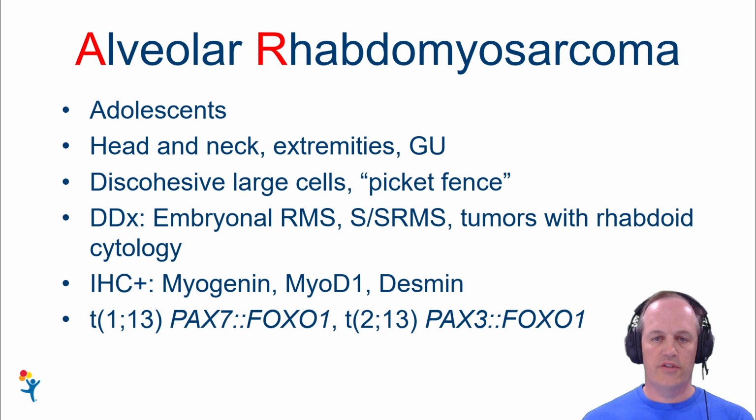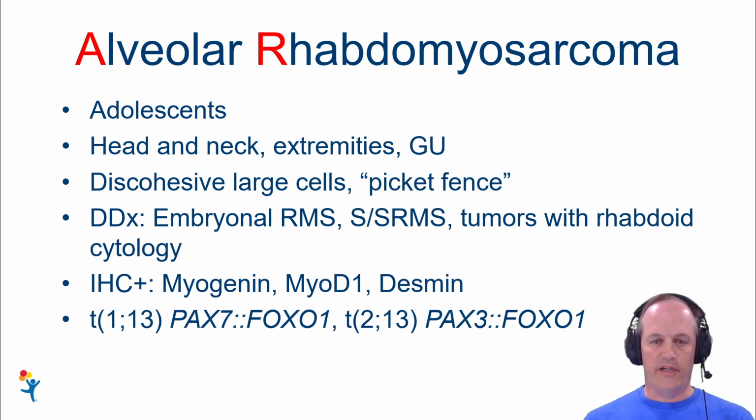The differential, of course, because it's a rhabdomyosarcoma, you're going to have to distinguish it from the other types of rhabdomyosarcoma. That rhabdoid cytology, you should want to distinguish it from malignant rhabdoid tumors. By immunohistochemistry, positivity for myogenin, MyoD, and desmin is really going to help you feel confident that you're looking at a rhabdomyosarcoma. And we'll talk about how to tell alveolar from embryonal.